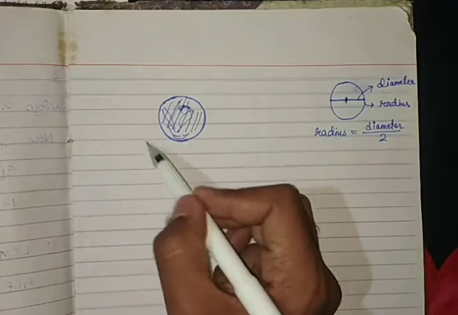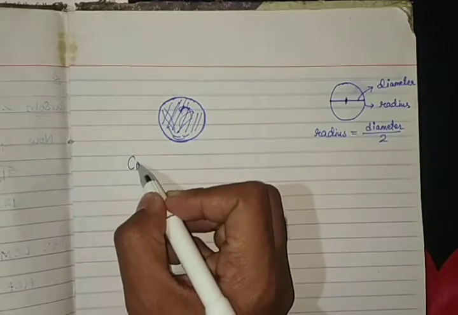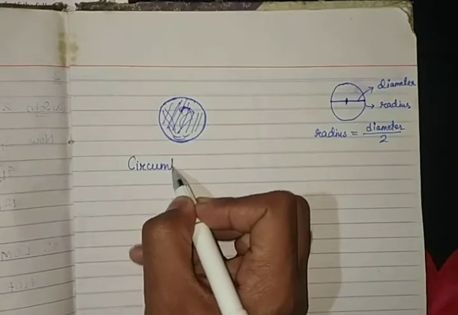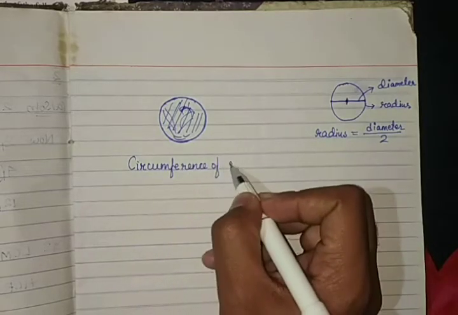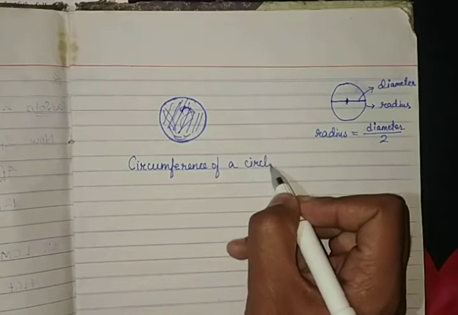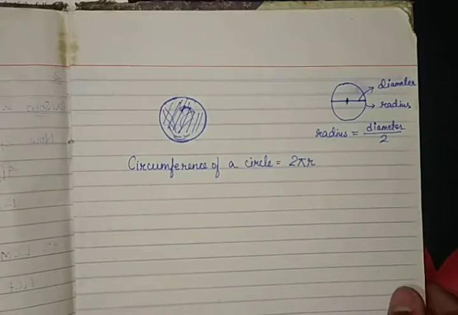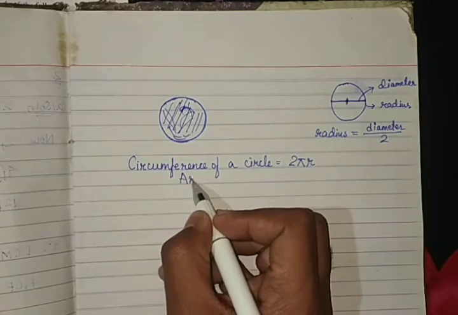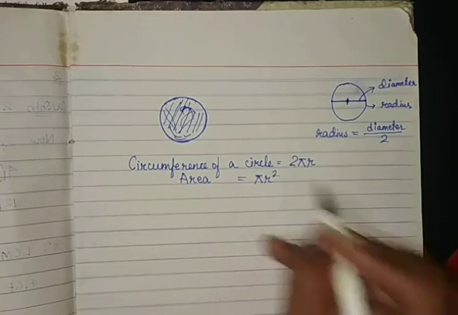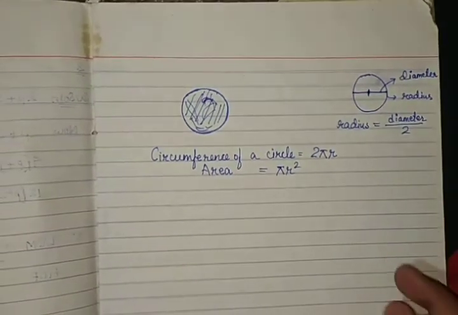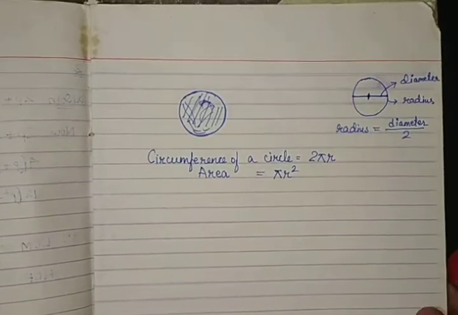Now, the formula to find the circumference, the boundary of a circle: the circumference of a circle has the formula 2 pi r, and area has the formula pi r square. Now, using these two formulas, we have to do the chapter, that is chapter number 29.